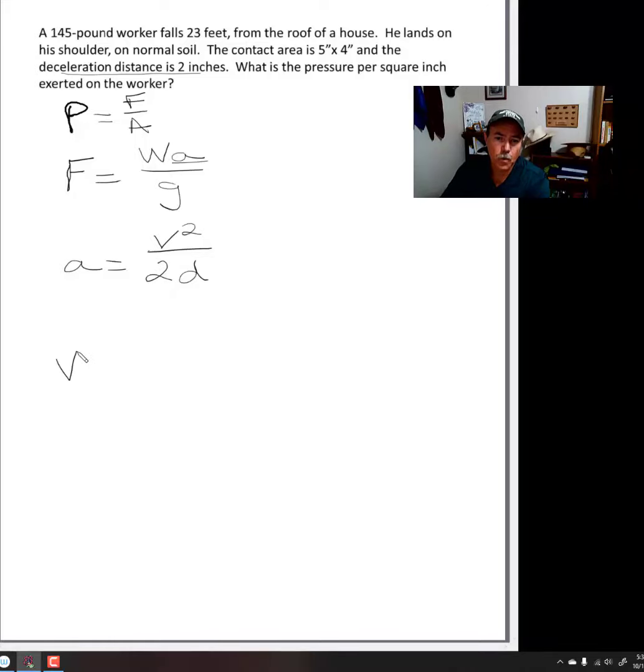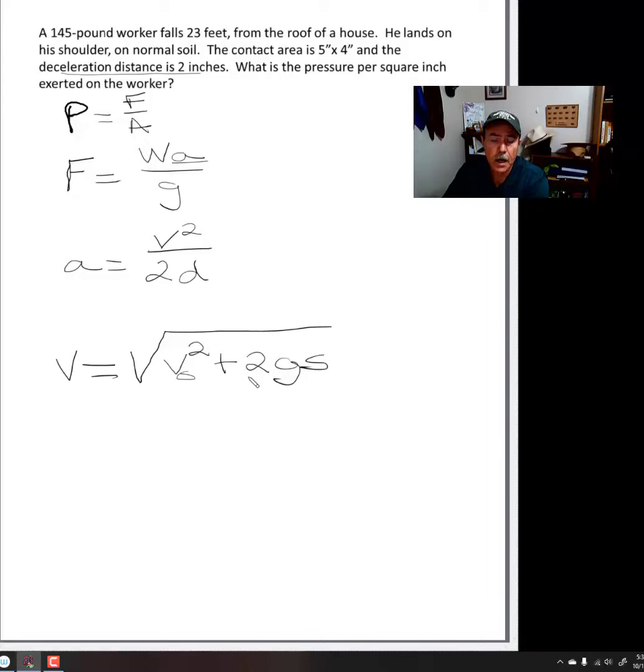But we're going to have to go back one more step to calculate velocity. And here's the formula for velocity. Velocity equals the square root of v sub 0 squared plus 2gs. Okay, and let's talk about what these variables mean.